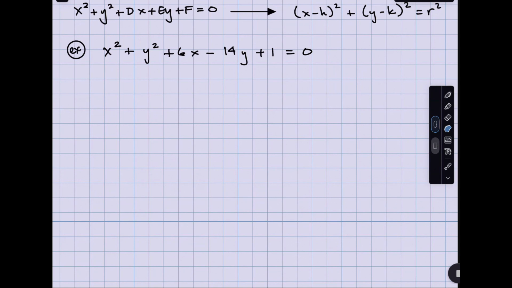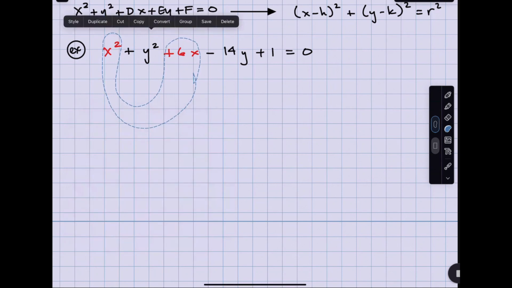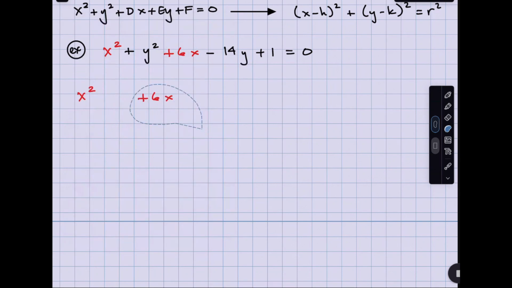All right. So first of all, we might want to group the x's together. Group the y's together.